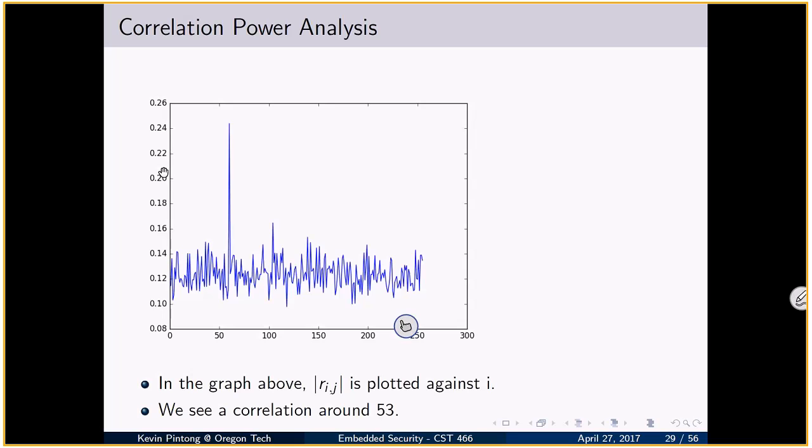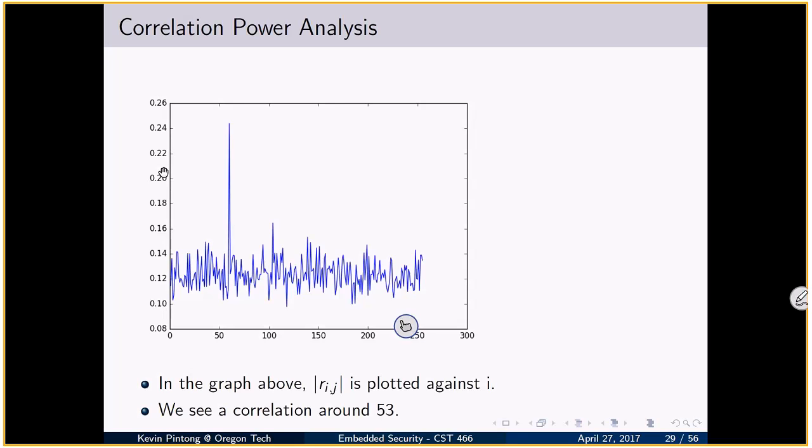So the y-axis, on the other hand, represents the correlation coefficient, that absolute value of Rij. And you see the spike or the peak at basically key 53. So key 53, that's a decimal number, whatever that is, a hexadecimal. That would be your hexadecimal number. That could probably be the key, right?